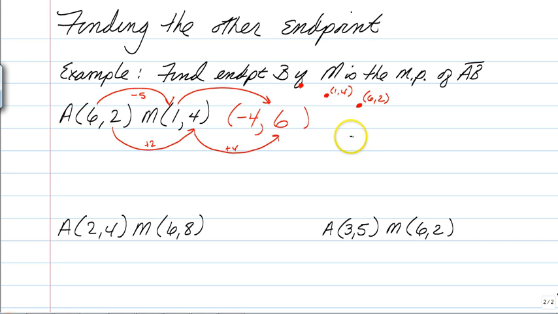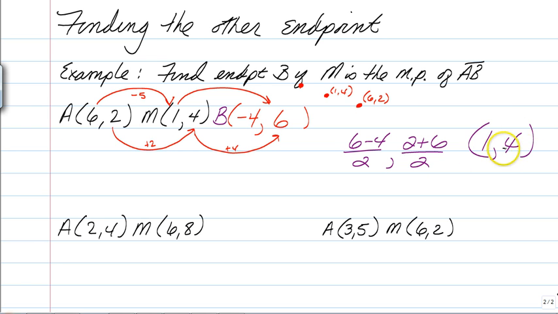Now, if you want to check to see if you did things correctly, you take your 2 endpoints and you find the midpoint of them. So if we were finding the midpoint of A and the other endpoint B, we would do 6 minus 4 divided by 2, comma, and then we would do 2 plus 6 divided by 2, and that would give us 2 over 2 is 1, 8 over 2 is 4, and it checks to the midpoint that we did.